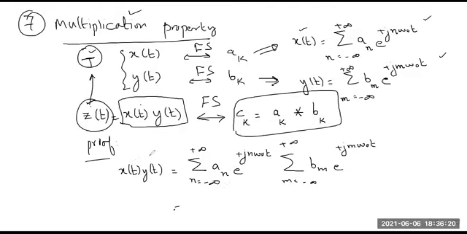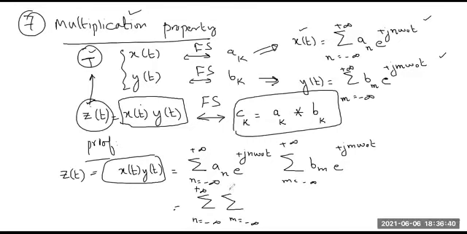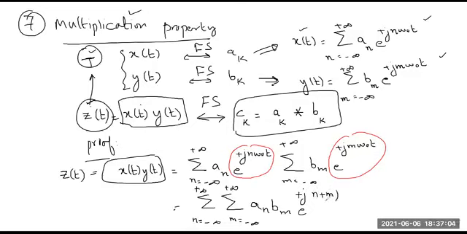Let me, so this thing, of course, I'm calling this Z of t. So we have n from minus infinity to plus infinity, then m from minus infinity to plus infinity, and then we have a_n, b_m, and then we can combine these two exponential functions. When you combine them together, you will end up with e^(j(n+m)ω₀t).